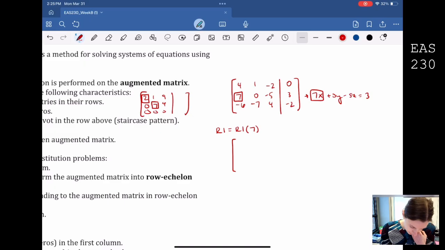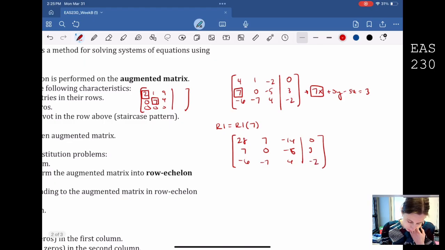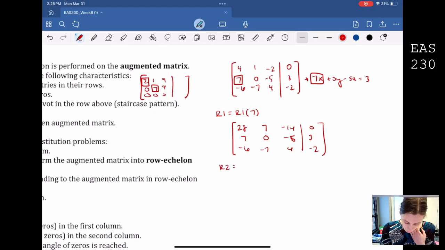When I do that, I get 28, 7, negative 14, 0. And then the other equations stay the same. I didn't do anything to those. And then I'm also going to go ahead and multiply row 2 times 4. So row 2 becomes 28, 0, negative 20, and 12. And row 3 doesn't change.